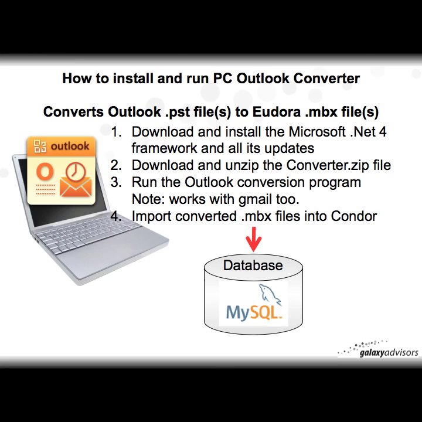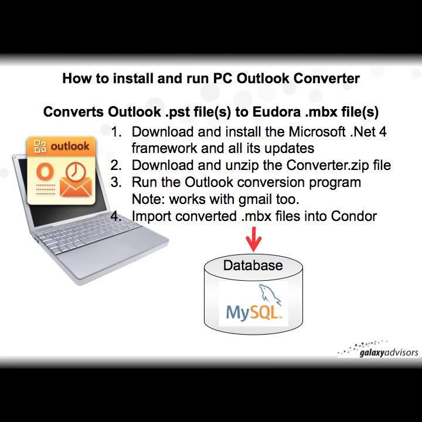The second one is you're going to simply download and unzip the converter.zip file. The third step will be to run the Outlook conversion program. And note it also works with Gmail too, so you can actually import into Outlook on your PC your Gmail or other emails, such as from Earthlink or some other service provider, and then use the conversion program on those archive files within Outlook. The fourth step is to simply import the converted MBX files into Condor, which will go into your MySQL database. So those are the four overall broad steps.